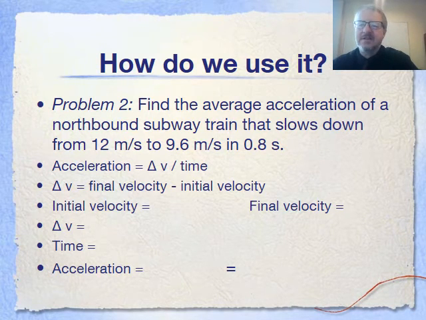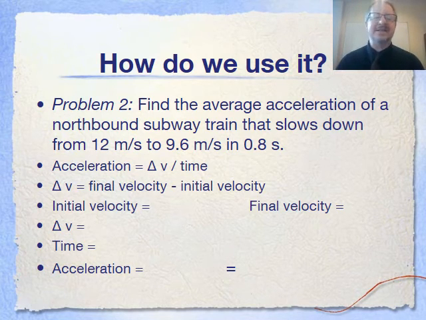Okay, so here's our second problem, which is also, again, part of your worksheet. So hopefully you're following along and getting these answers down so you have some examples to use with your homework when you get it. But this problem asks us to find the average acceleration of a northbound subway train that slows down from 12 meters per second to 9.6 meters per second in a time of 0.8 seconds.